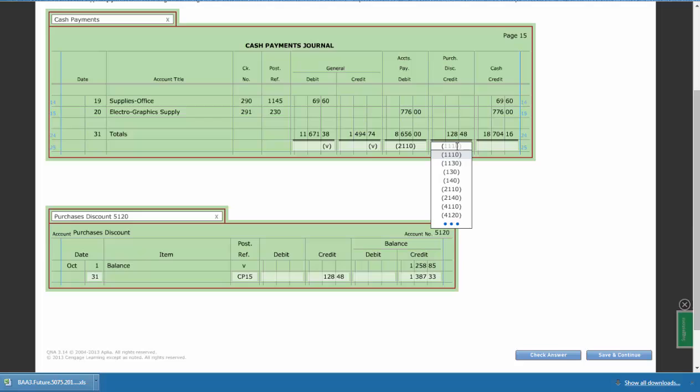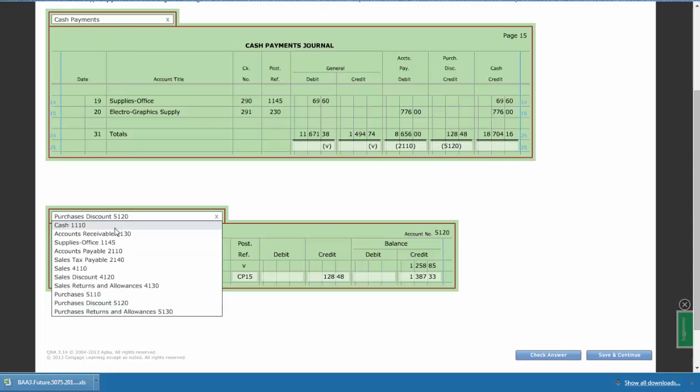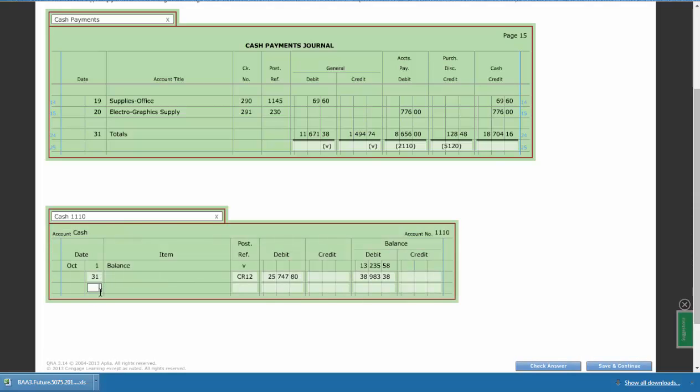And then the last one we'll do is cash. Are you noticing there's a lot more totals to post? Because we have more journals? Good Lord. Struggling typing in my numbers. See, look at that, 16.